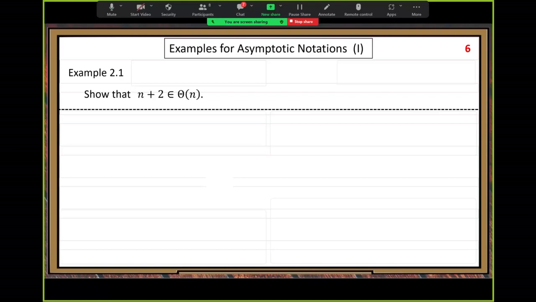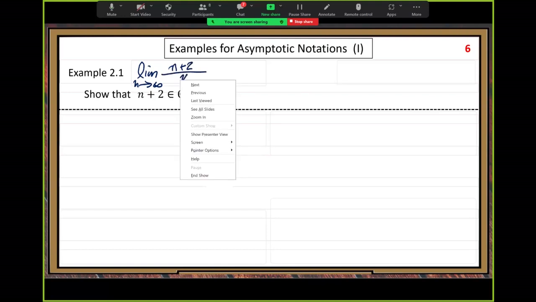The first way is the limit way. We can calculate the limit. Remember the ratio of the f function and the g function, the limit way. So the first way, let's consider the limit as n goes to infinity, with the numerator the f function, n plus 2, and the denominator the g function.